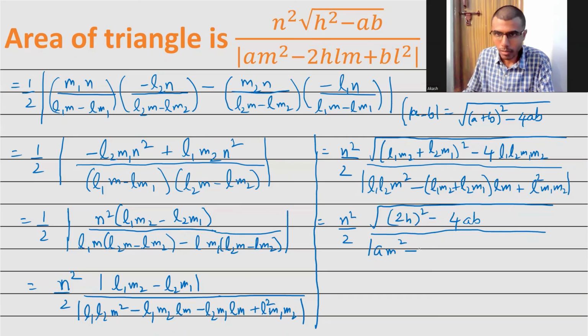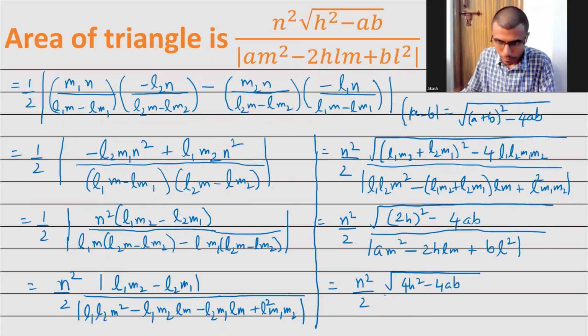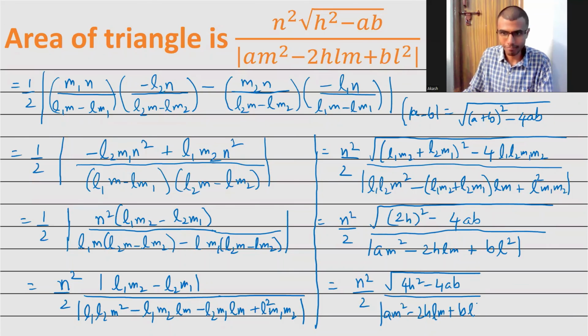This is nothing but AM square minus L1 M2 plus L2 M1. This is a good part, guys. We have come to the closing. Minus 2H LM plus L square into M1 M2. M1 M2 is B, so plus BL square. Now this would be nothing but n square by 2 under root 2h whole square is 4h square, 4h square minus 4ab, divided by modulus of am square minus 2h lm plus bl square.